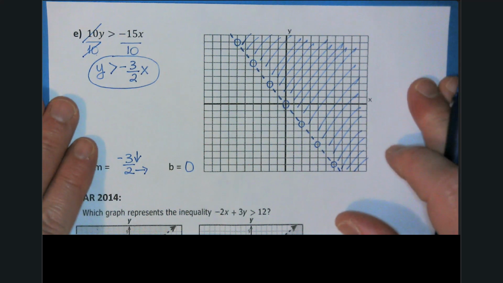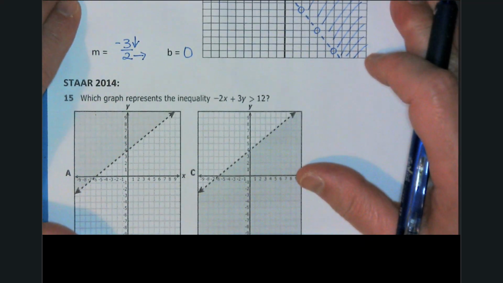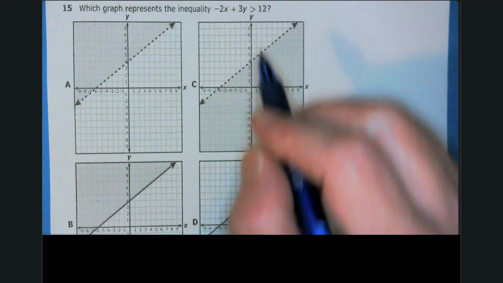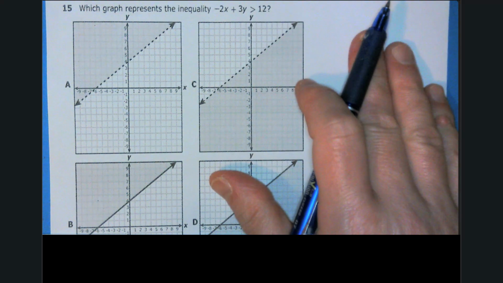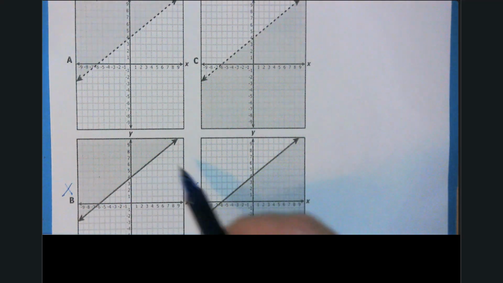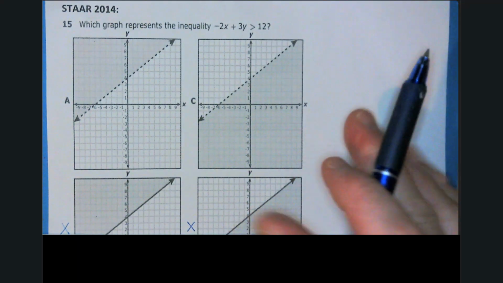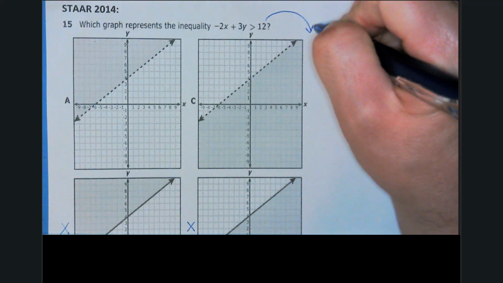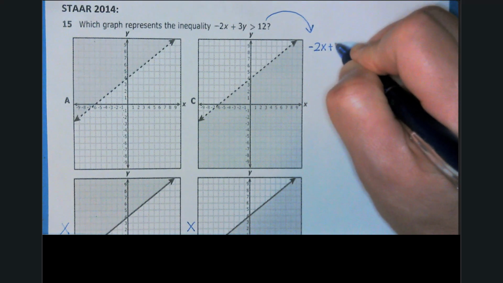The next set of questions is an actual STAR question from 2014. It's a great example of what you might face on the STAR test. Okay, first thing I notice is that my symbol does not have a dash. So off the bat, I can eliminate letter B and letter D because these lines are solid and I'm expecting a line that is dotted. Now I also notice the y is not alone. So on the STAR test, I would write this down on the white piece of paper that they provide me.